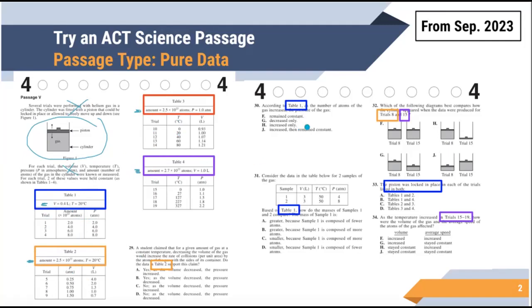Finding which part of the passage for each question is pretty easy for this one. You can see 30 and 31 ask about table 1, and they just tell you table 1. You can see table 2 is number 29. They tell you table 2. You can see 32 is asking about trials 8 and 15. So you'll find 15 here, and you'll find 8 here, okay? And then you can see that this one's asking about 15 through 19, so that would be table 4. The only one that's a little bit tricky is 33. This one has the piston locked in place, so that means that the volume would not change, and we'll get to that question eventually.